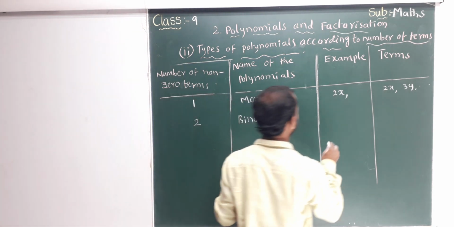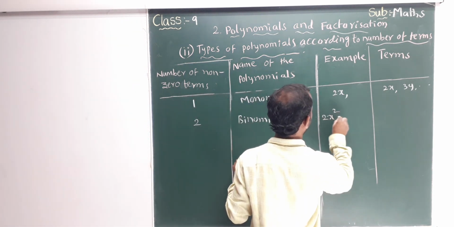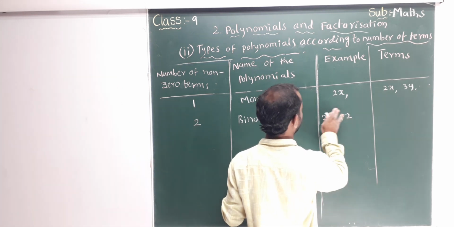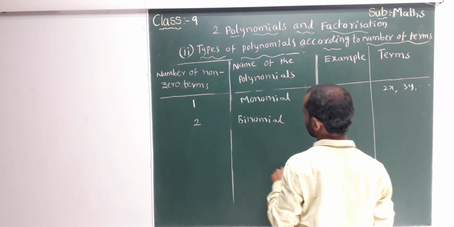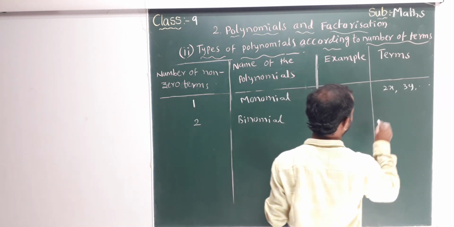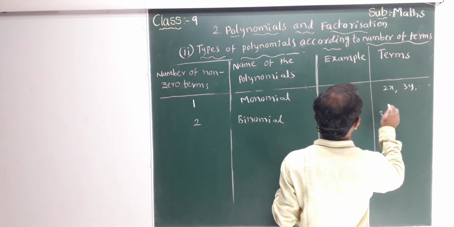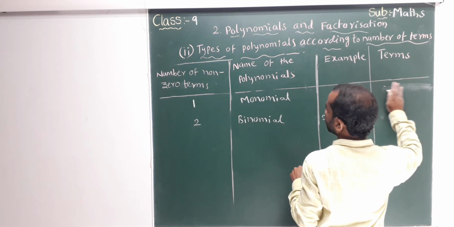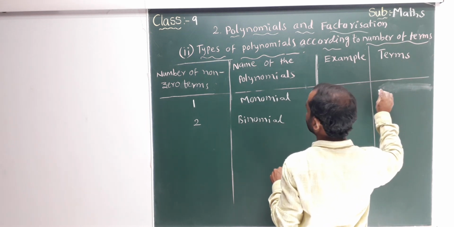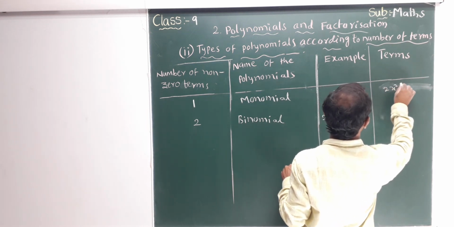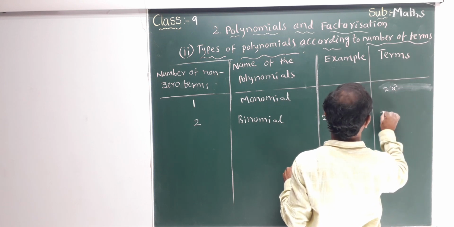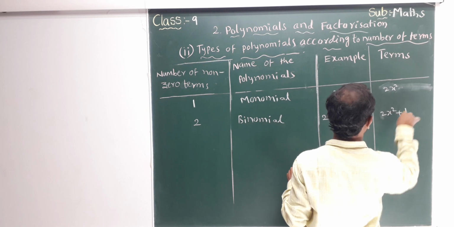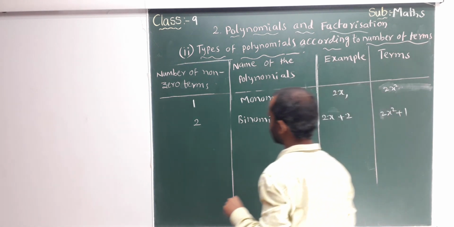Next, if we have two terms, then it is called a binomial. How many terms? 2x square plus 2 or 2x plus 2. Two terms are there, so it is called a binomial. For example, 2x square plus 1 has two terms.